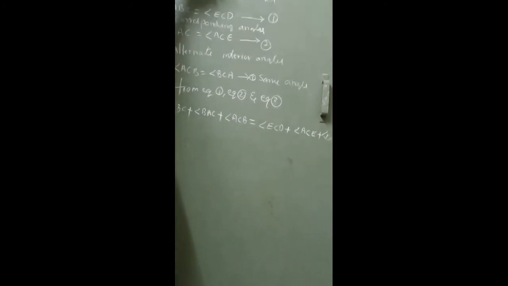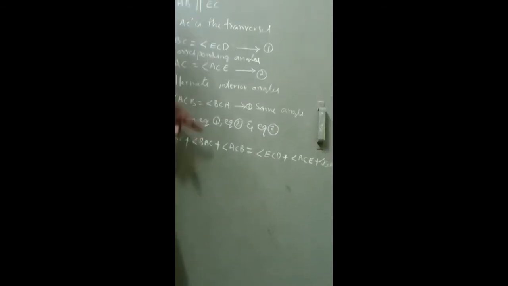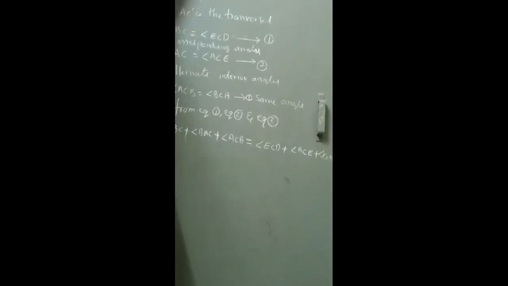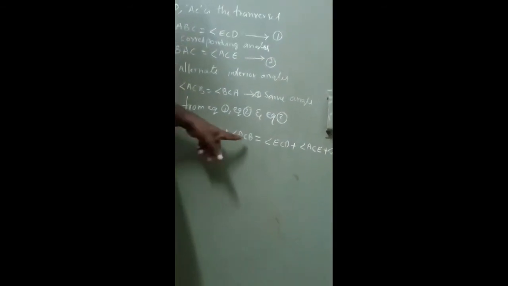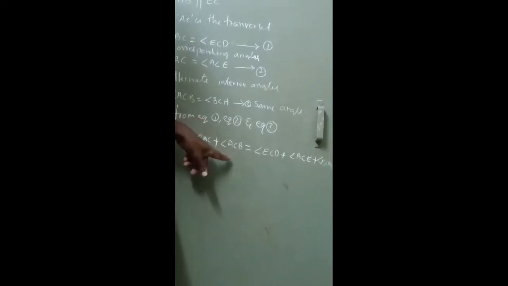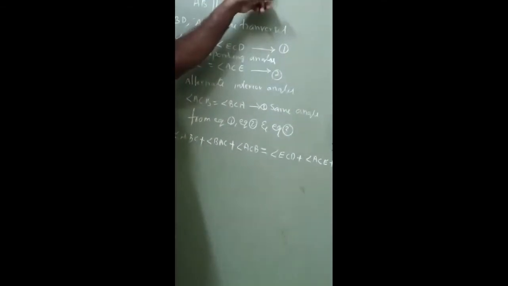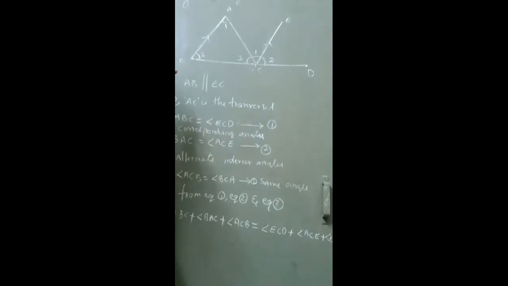Here angle ABC value is equal to the value in equation 1. Next, angle BAC is equation 2. Next, angle ACB is equation 3. And so these three angles are equal to what value? Is this the straight line or not? 1, 2, 3, three angles.